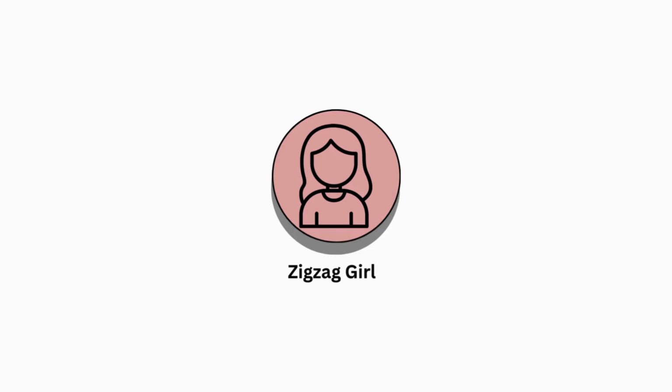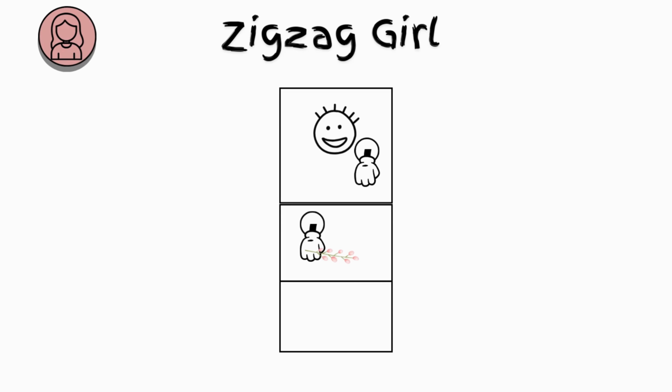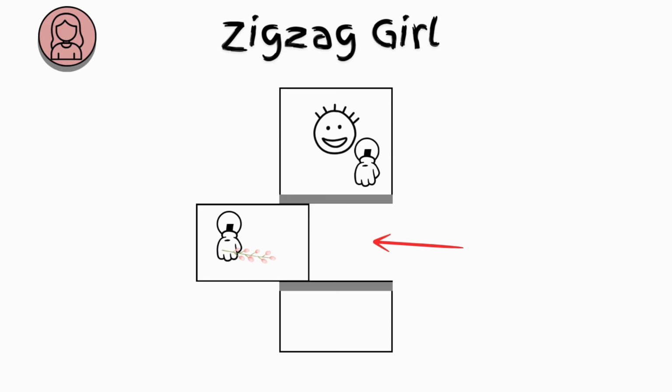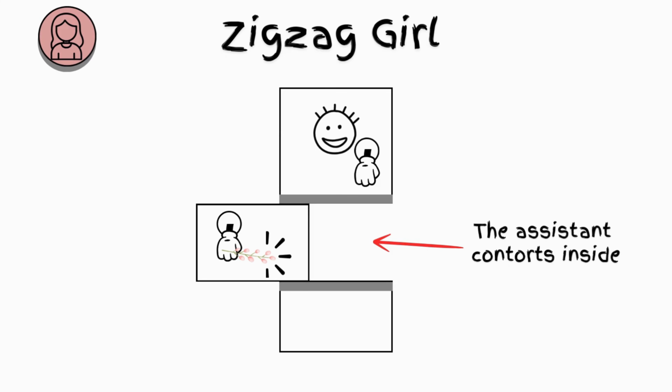Zigzag girl. The assistant enters a box with only their face and hands showing. The magician then inserts blades into the box, appearing to separate the assistant's midsection. The assistant contorts inside, so the blades miss them, creating the zigzag illusion.